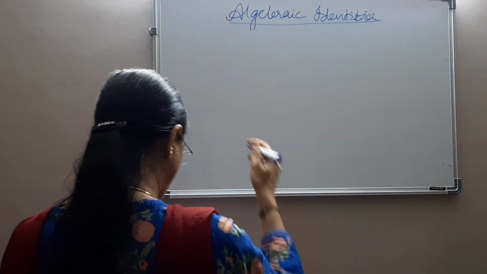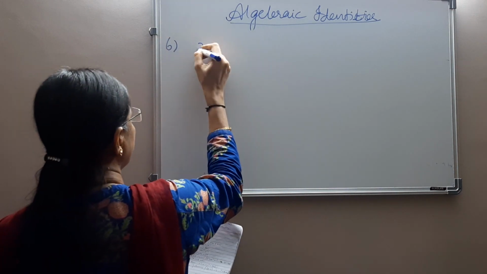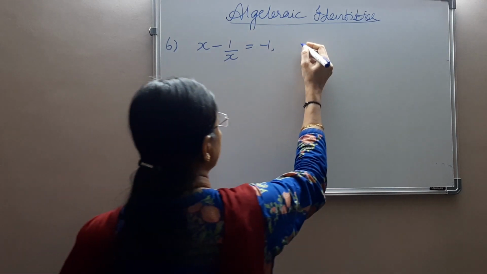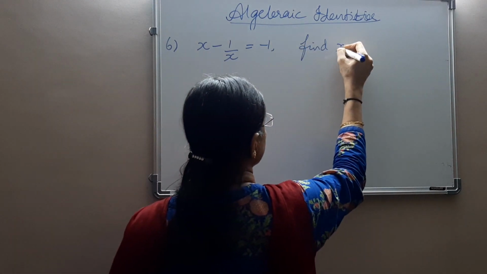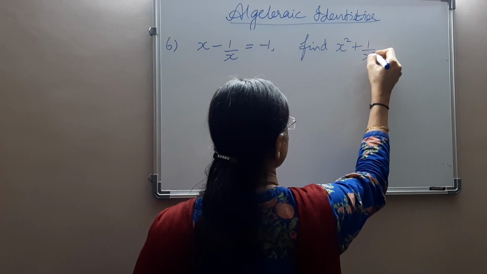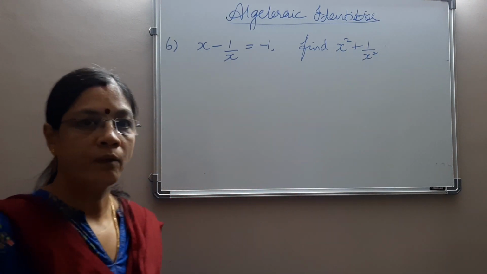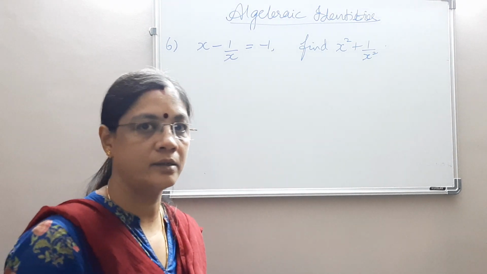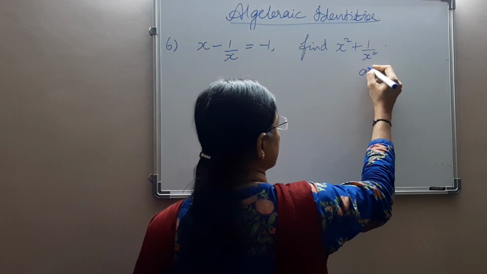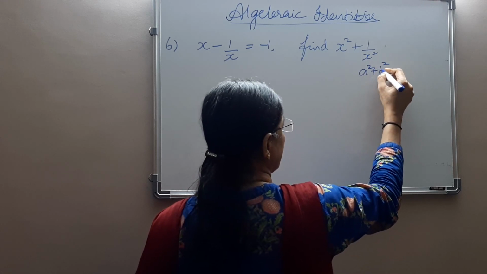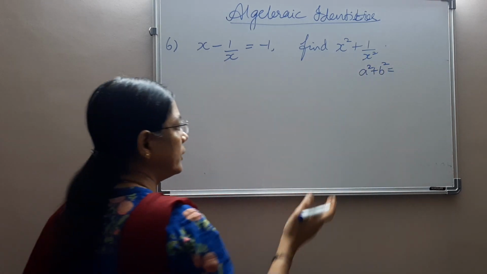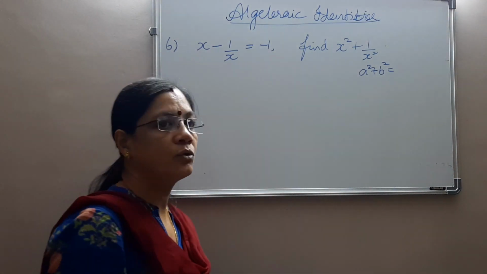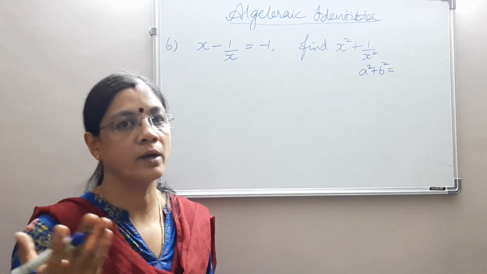Next is, our next problem is sixth one. If x minus 1 by x is equal to minus 1, find x squared plus 1 by x squared. See, I told you we got the intermediate results while learning algebraic identities, isn't it? That is x squared plus 1 by x squared resembles a squared plus b squared. So what is a squared plus b squared? For that you have two results, isn't it? That is a plus b the whole square minus 2ab, or a minus b the whole square plus 2ab.